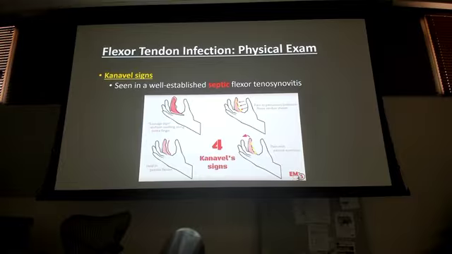Okay. These are called Kanavel signs, guys. You need to know these. You must know Kanavel signs, okay? You need to learn these, right? So, the first one at the top there is that sausage digit. So you can walk in the room and take a look at that hand, and say, that's a sausage digit, right? And that sausage digit may be held in a passive flex position. If you think that's contracting along the flexor tendon sheath, that's what's occurring.